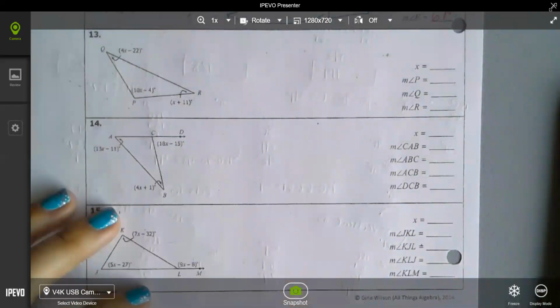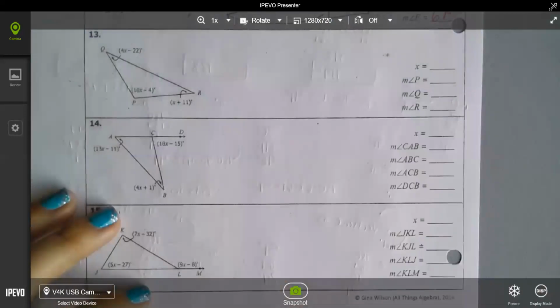All right, number 13, you should be pausing this and doing this one. It's just like the one that we just did. Number 12, pause it and do it on your own.